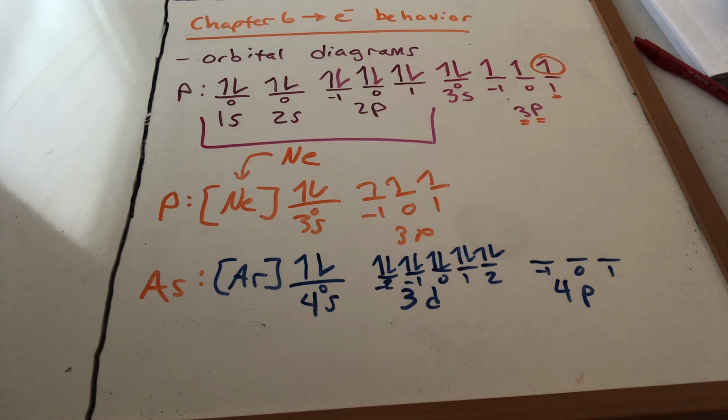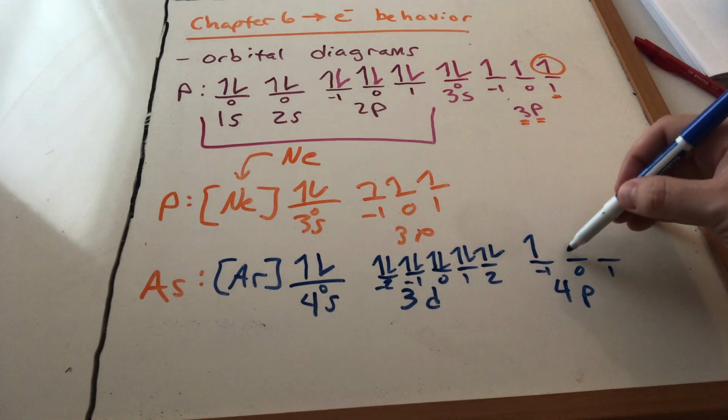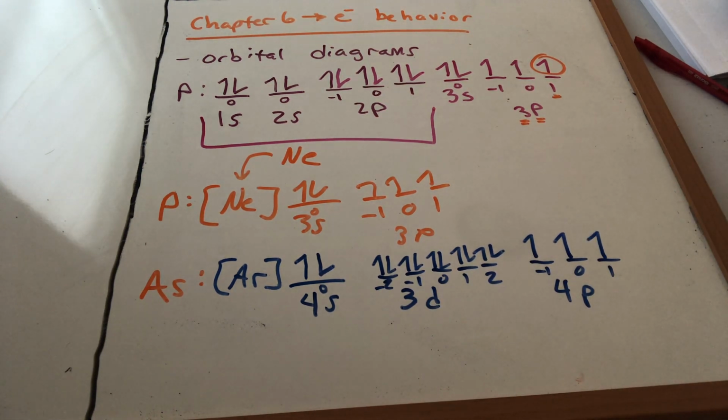So now we're trying to get to As, right? So this would be the last electron in Ga. This would be the last electron in Ge. And then this would be the last electron in As, okay? They're all going to be spin up by Hund's rule, okay?